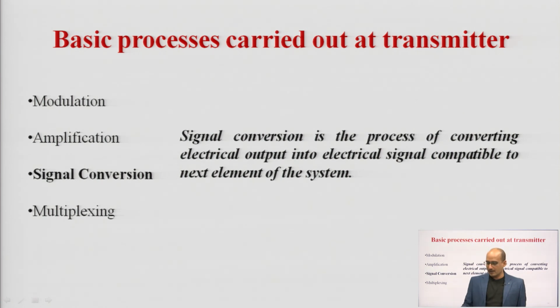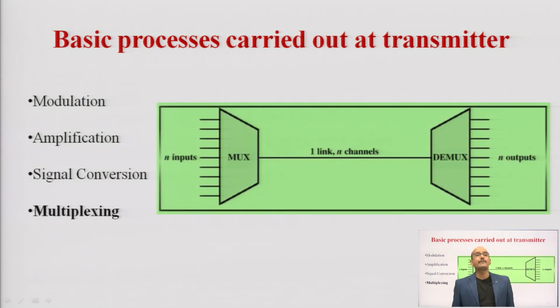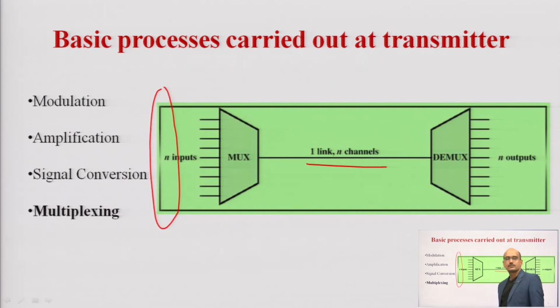In the last part we are going to discuss multiplexing. Basically, this is also a very important part of a transmitter. In multiplexing you share a single channel for n number of inputs, because you cannot restrict the number of sensors at the remote location. There may be a change in temperature, pressure, or some other physical quantity, and you have to measure all those physical quantities at the same time.